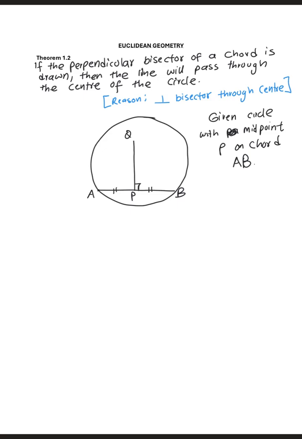So we are given also that QP is perpendicular to AB, and AP is equal to BP. We have to use what we are given to prove that the line QP passes through the center of the circle.